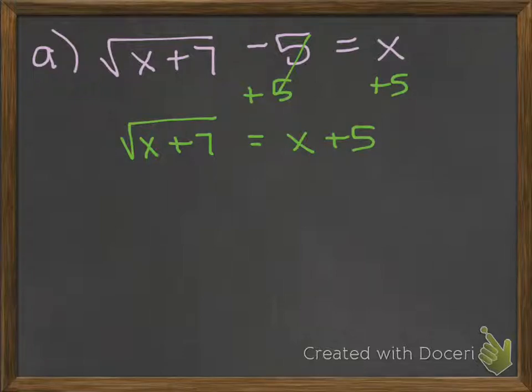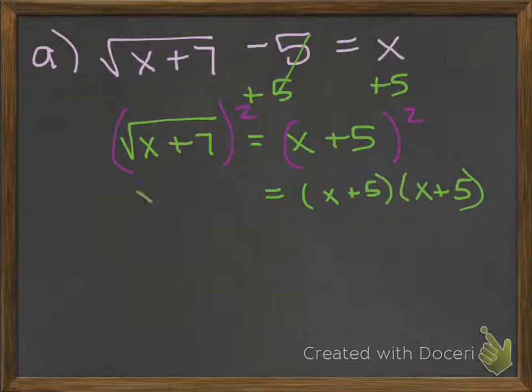And to get rid of the square root, we would raise both sides to the second power. And again, when you are raising something to the second power, this quantity, we can think of this as 2x plus 5. So I'm going to write x plus 5, x plus 5. And on the left-hand side, we're just left with x plus 7.